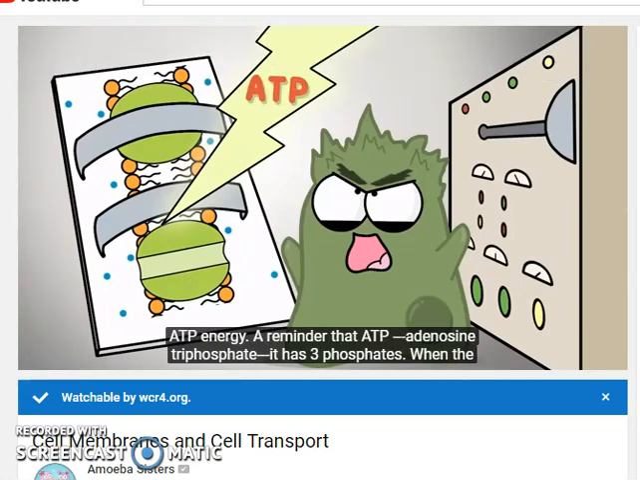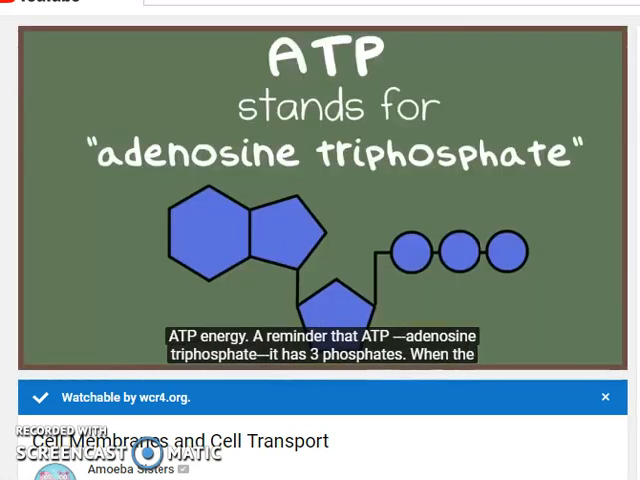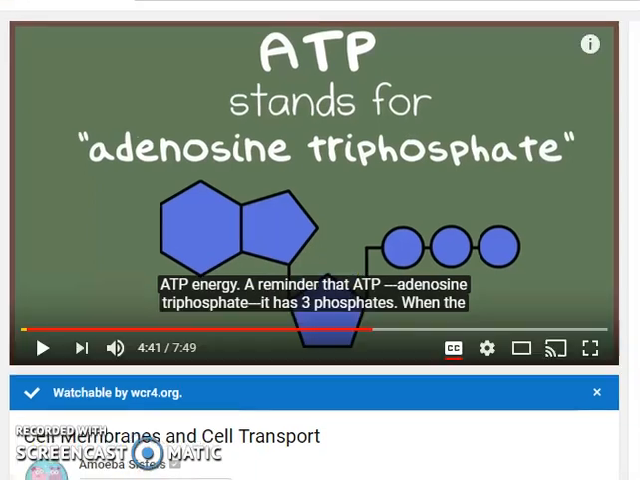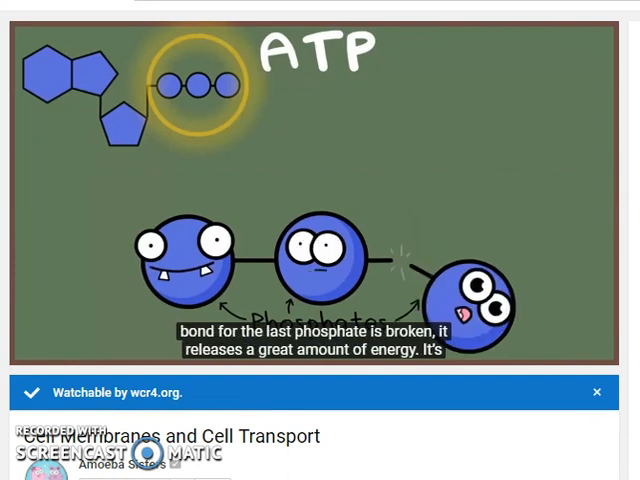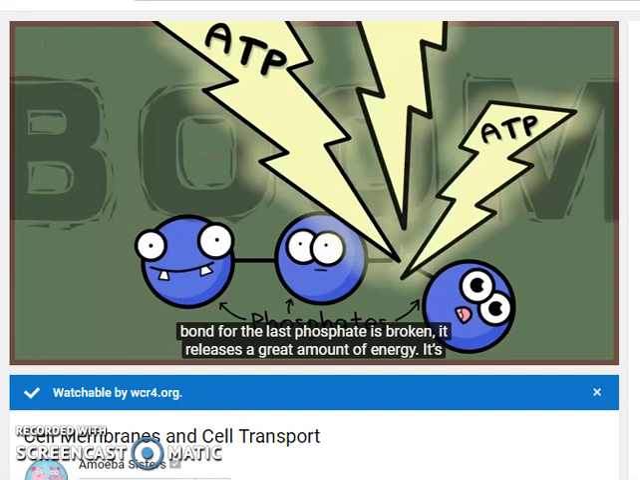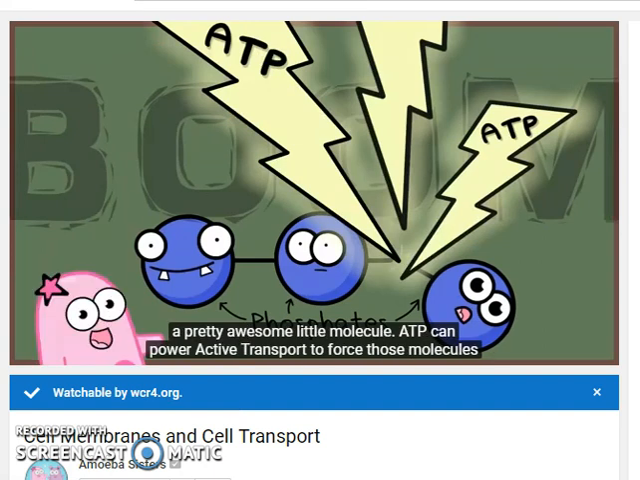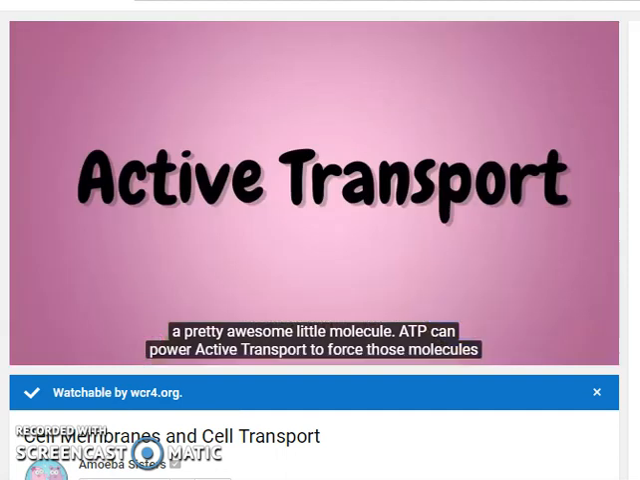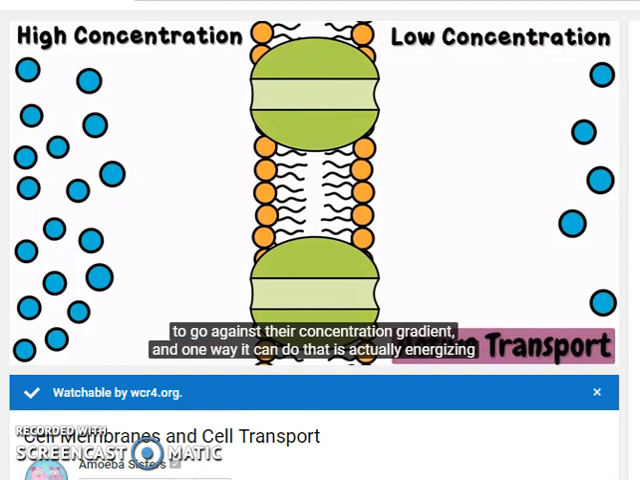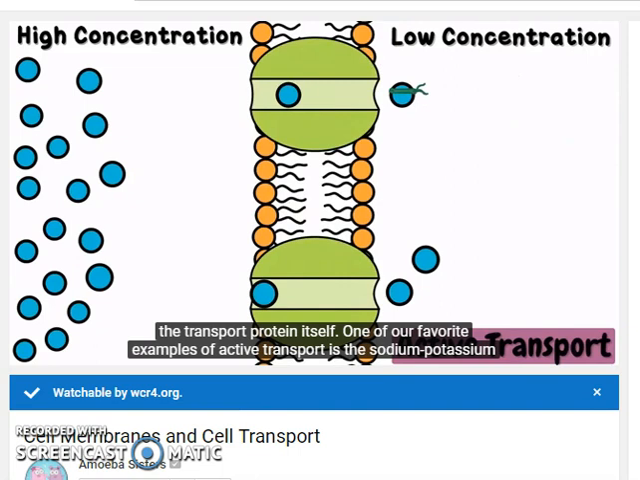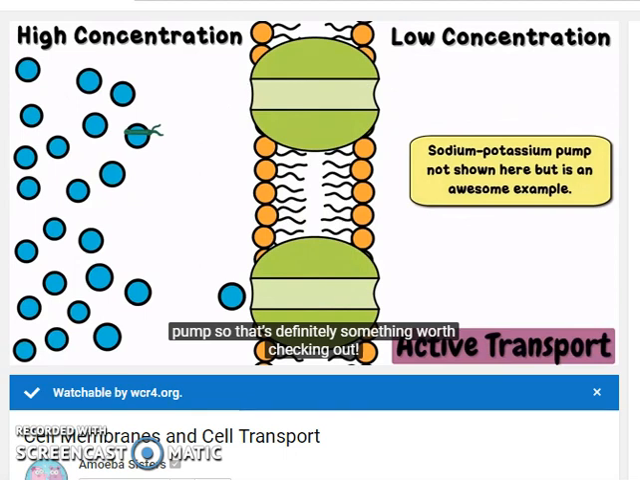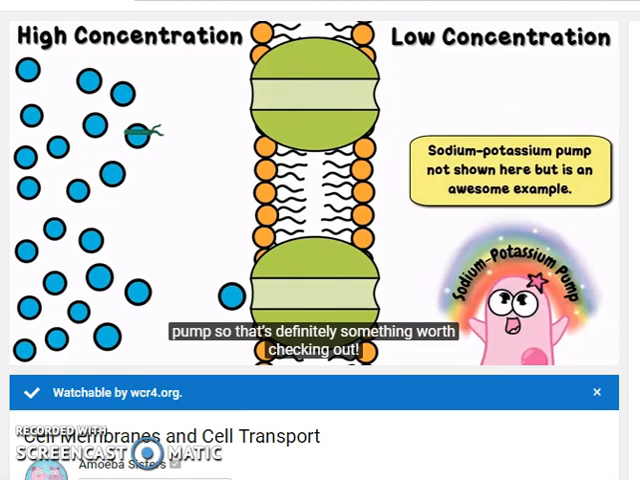Typically, it's going to require ATP energy. A reminder that ATP, adenosine triphosphate, has 3 phosphates, and when the bond for the last phosphate is broken, it releases a great amount of energy. So ATP is a pretty awesome little molecule. ATP can power active transport to force molecules to go against their concentration gradient. And one way it can do that is actually energizing the transport protein itself. One of our favorite examples of active transport is the sodium-potassium pump. So that's definitely something worth checking out.